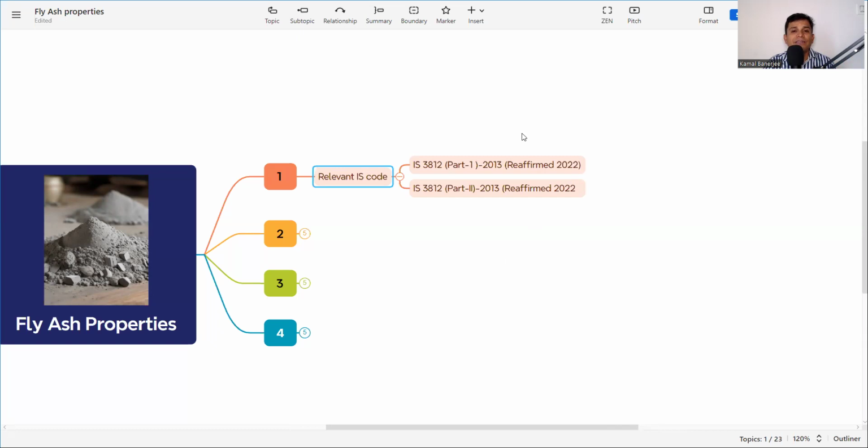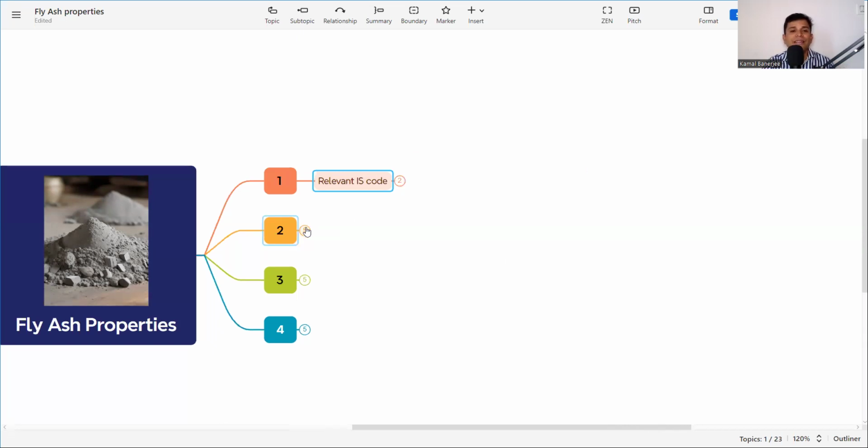So what is the relevant IS code? There are two codes in India that are followed for fly ash. That is IS 3812 Part 1 2013, reaffirmed in 2022, and IS 3812 Part 2 2013, reaffirmed in 2022. Why these two parts? Let's learn that also.